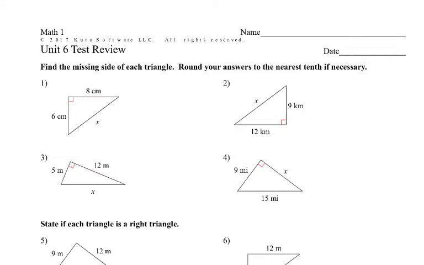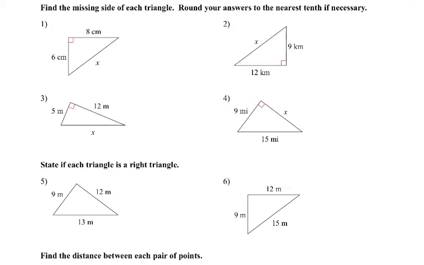Alright, Math 1, Unit 6 test review. So we're dealing with Pythagorean Theorem, distance, parallel, and perpendicular, and using those concepts to prove things about shapes. So, first thing, it says find the missing side of each triangle, round your answers to the nearest tenth if necessary. So here we've got right triangles, so we're going to use the Pythagorean Theorem.